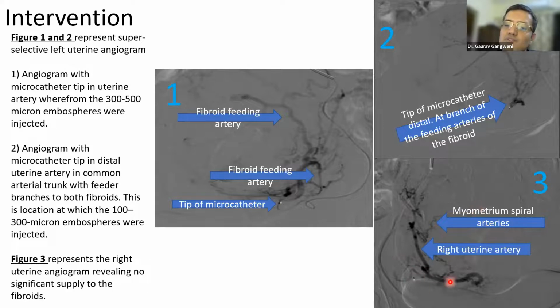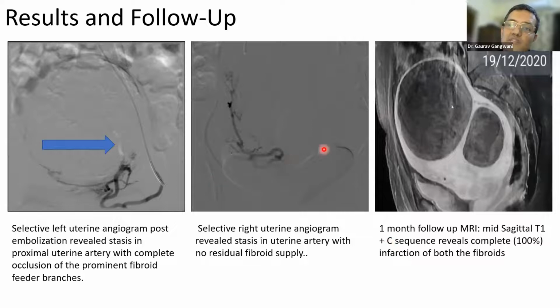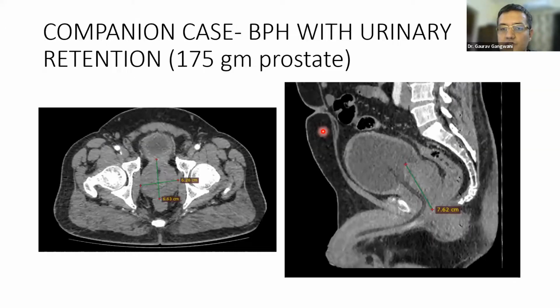Similarly, the right uterine artery was embolized, not much fibroid flow through that, but still it was embolized. And in the end, we achieved a good stasis, and finally on the follow-up MRI a month later, we could see complete necrosis of both the fibroids and a very good result.